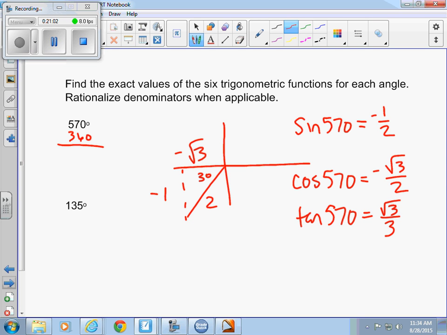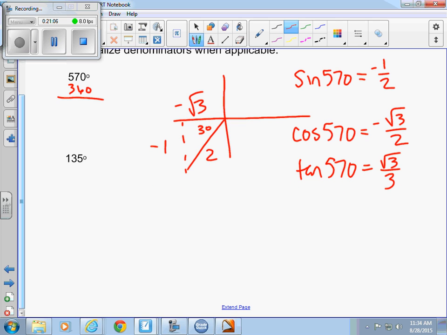Do I need to do the other ones? Okay, what about 135? Let me at least set it up. At least it's in the second quadrant. How do you know it's in the second quadrant? Less than 180, bigger than 90, second quadrant. If you get stuck on a radian problem, convert it to degrees. We want to get to where we don't have to do that.